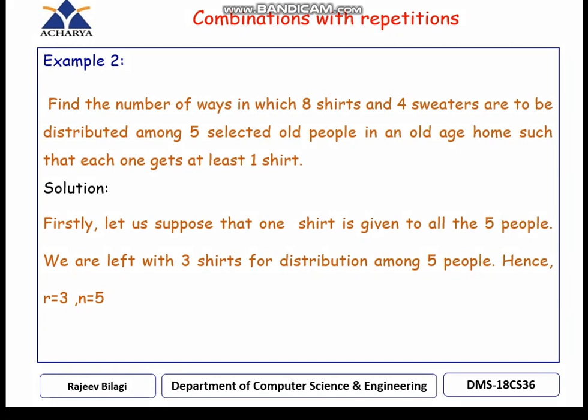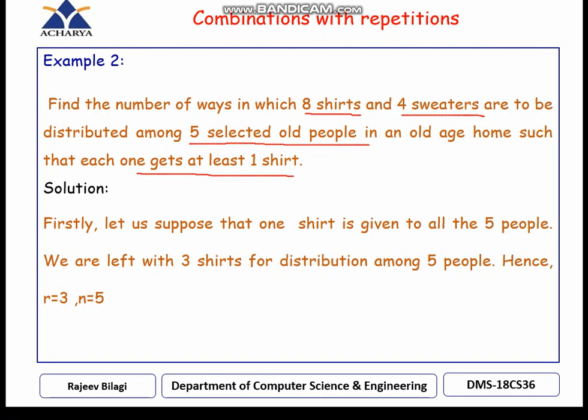We'll see one more problem. Find the number of ways in which 8 shirts and 4 sweaters are to be distributed among 5 selected old people in an old age home, such that each one gets at least one shirt.